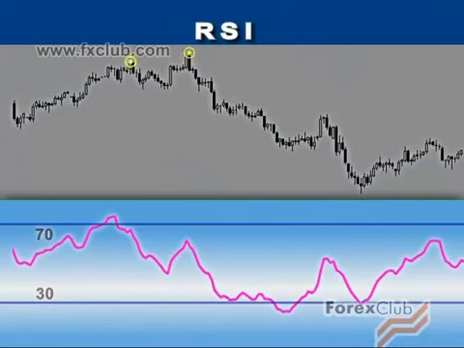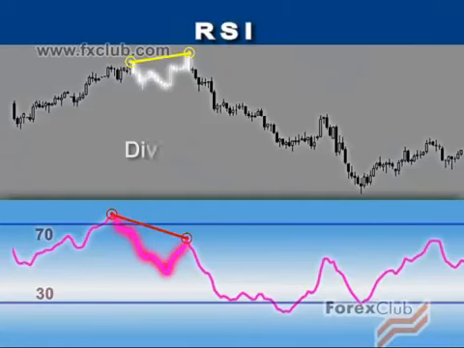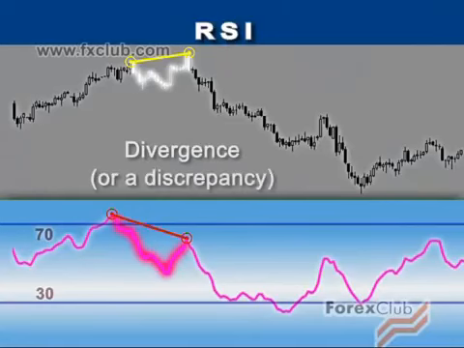The last price high is higher than the previous one, and the last oscillator high is lower than the one before. Let's draw two lines, one up line and one down line. There you go, that's your divergence.